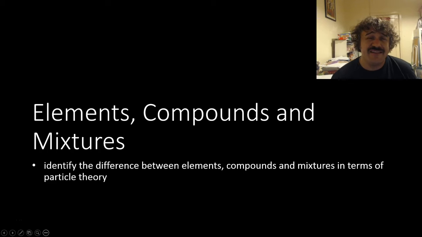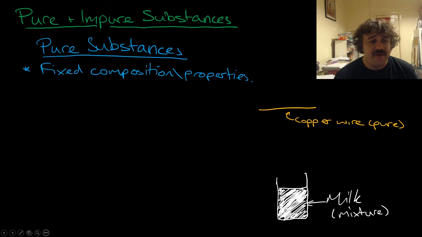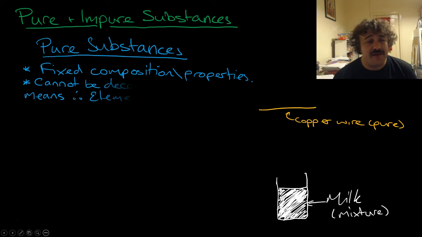Alright guys, so let's today have a look at what an element is, a compound, and a mixture. So it means we're also going to look at what a pure substance is. But we'll start with pure and impure substances actually. So a pure substance is a substance with fixed composition and fixed properties.